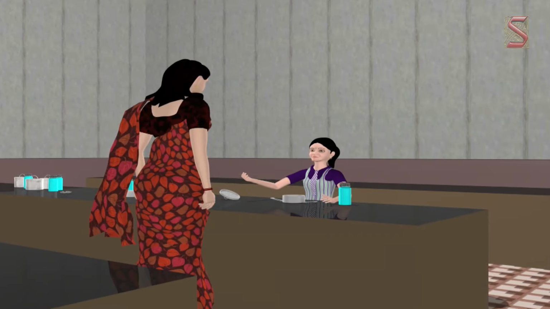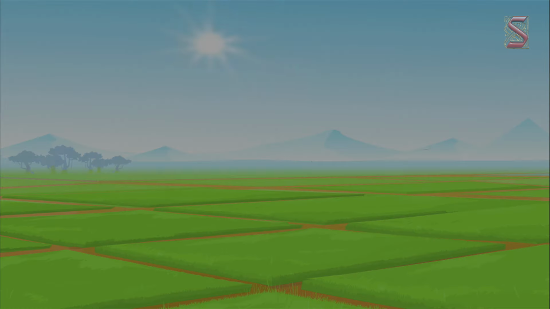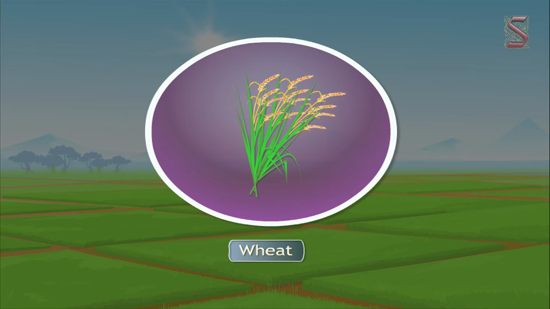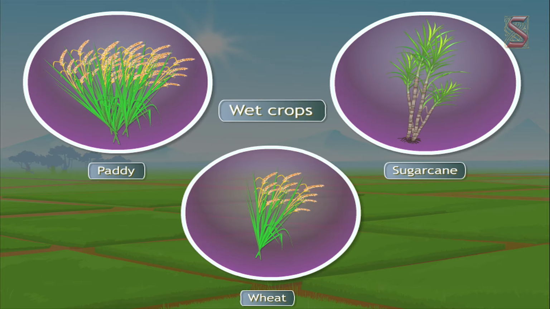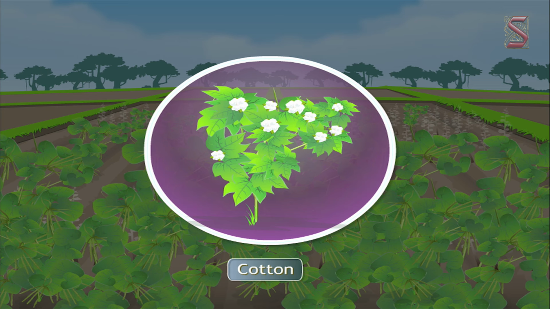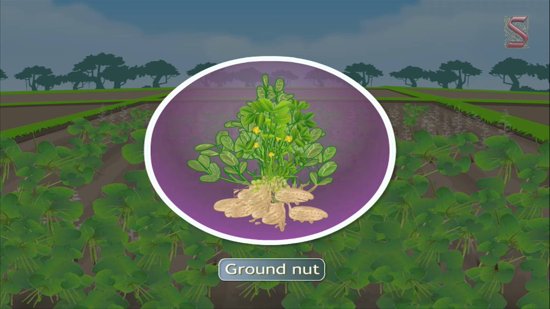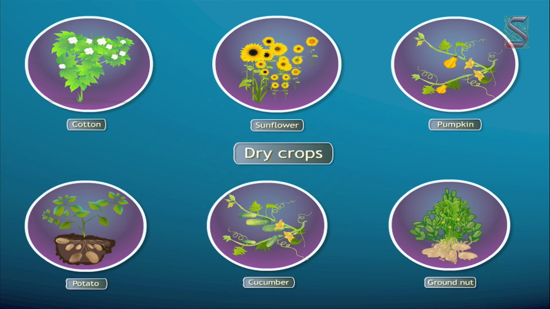How much water is needed by the plant? Different plants need different amounts of water. Paddy, sugarcane, wheat need more water. These are called wet crops. The amount of water required is less for oats, barley, cotton, sunflower, pumpkin, potato, cucumber, groundnut, etc. These are called dry crops. Farmers in areas where there is deficiency of water are advised by officials of the Agricultural Department to grow dry crops.